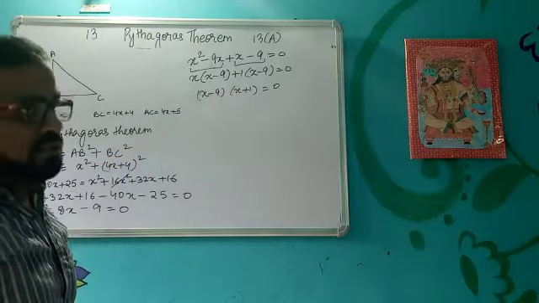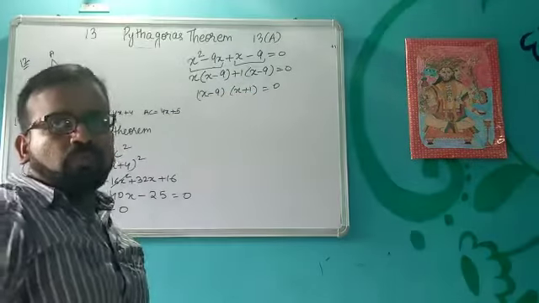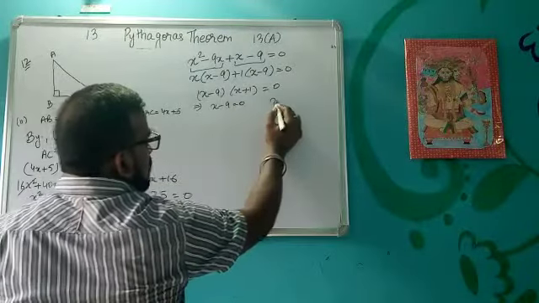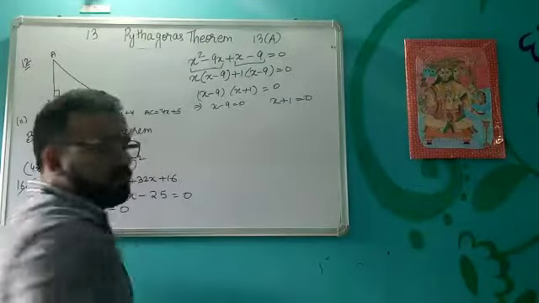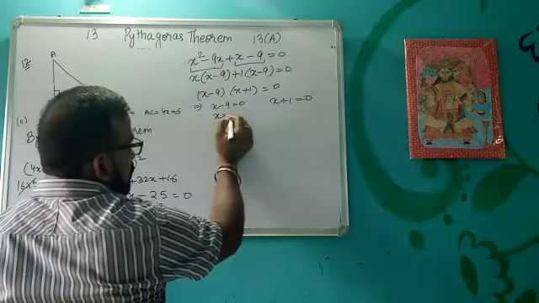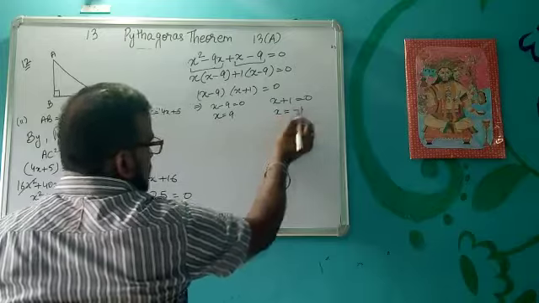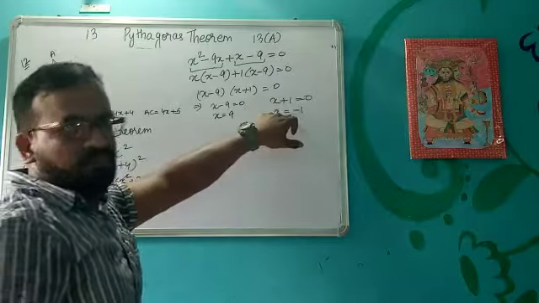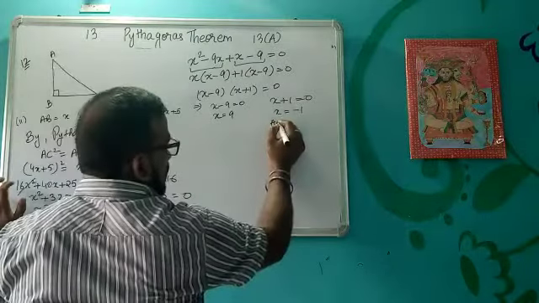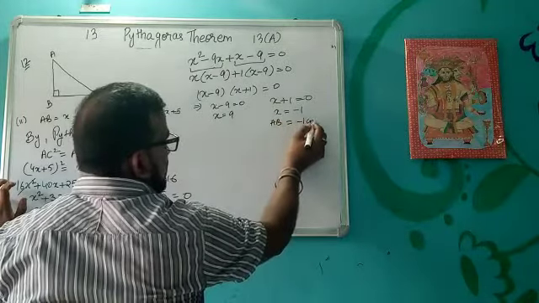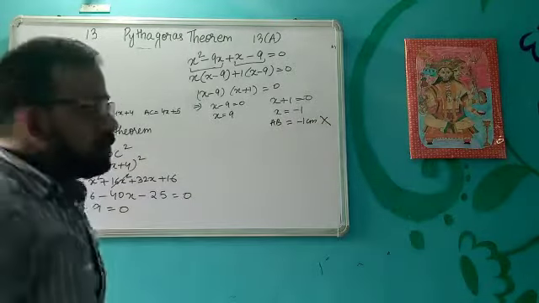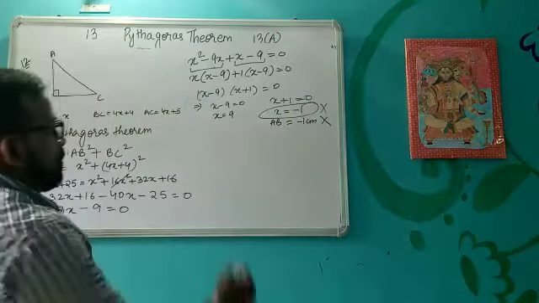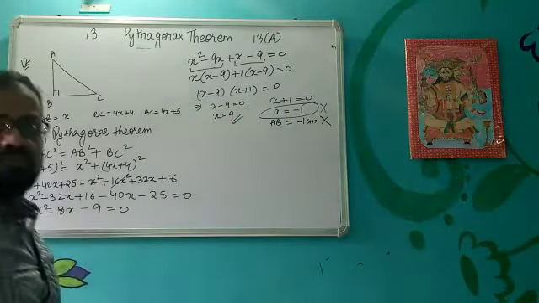So product of two numbers is 0 when one or both are 0. That means x minus 9 is equals to 0 and x plus 1 is equals to 0. So from here you will get x equal to 9 and from here you will get x equal to minus 1. Now if you take x equal to minus 1 suppose, then what is AB? AB will be minus 1 centimeter, which is not possible. So this is not our solution because sides cannot be negative. So our solution is x equals to 9.